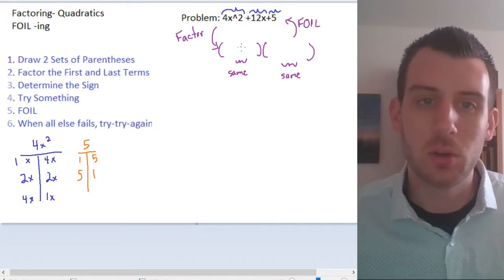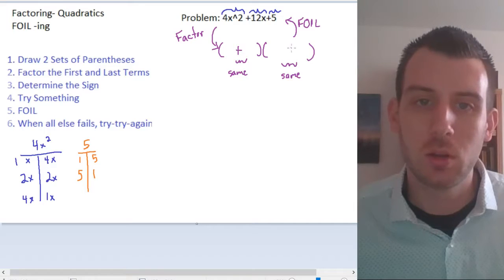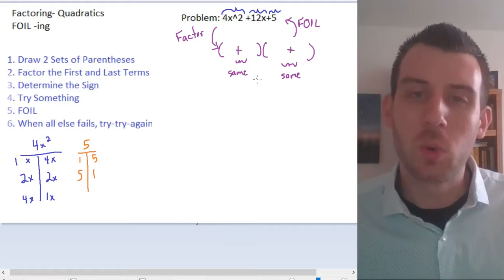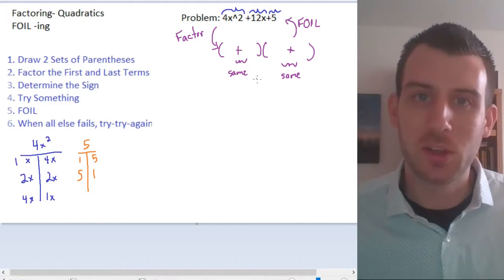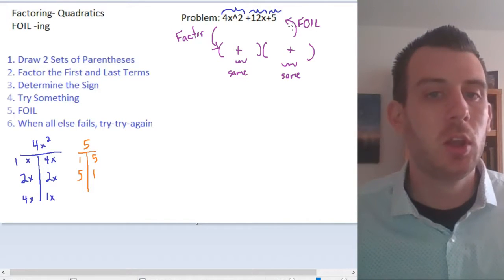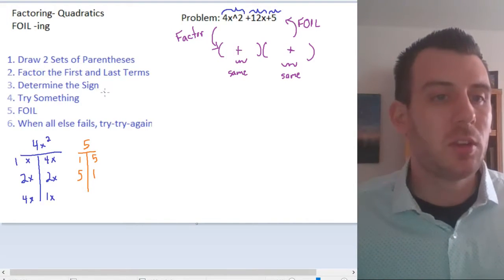So I'm going to put in my guess as it being a plus in both of these. Okay, and again, this is just a guess, so if we end up guessing wrong, we're going to be able to double check ourselves. That comes later in the steps, and we're just going to try something else. Erasing is not a problem. So we've now determined the sign.